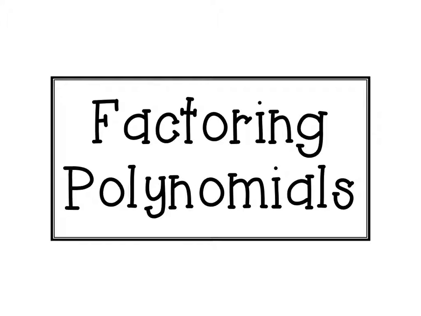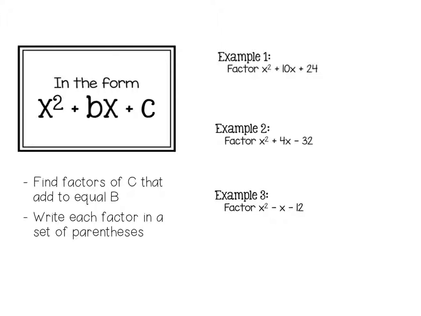This lesson is on factoring polynomials, so we're going to be taking trinomials and factoring them into two different expressions in parentheses. The first is in the form ax squared plus bx plus c when a equals 1. And what we're going to do is find factors of c that add up to equal b. So two numbers that multiply to make c, but we can add them together to get b, and then we'll write each factor in a set of parentheses.